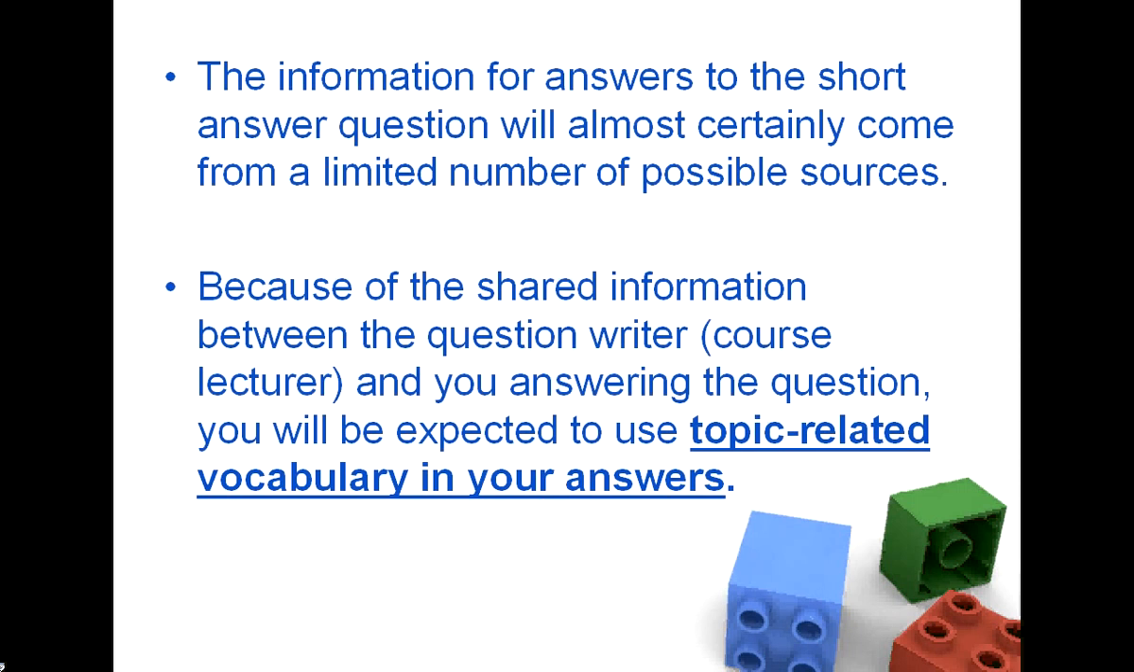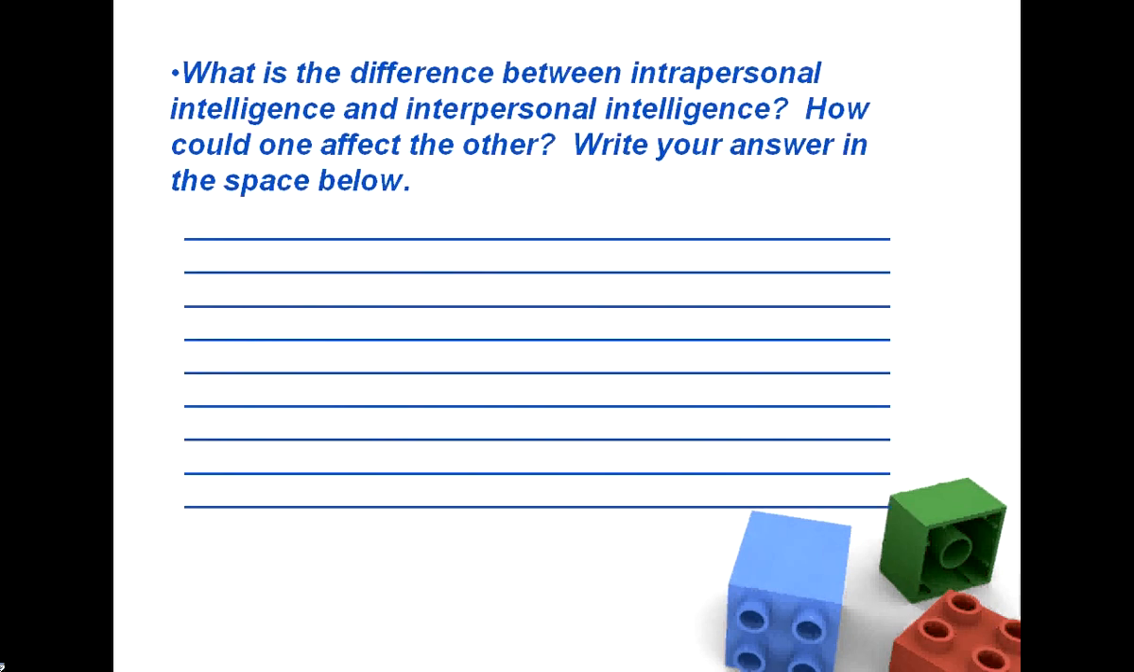The information for answers to the short answer question will almost certainly come from a limited number of possible sources. Because of the shared information between the question writer and you answering the question, you'll be expected to use topic-related vocabulary in your answers. So, let's consider an example now. What is the difference between intrapersonal intelligence and interpersonal intelligence? How could one affect the other? Write your answer in the space below.